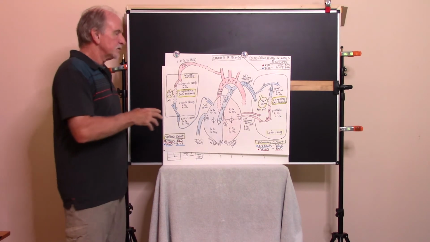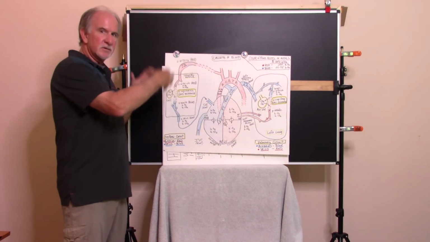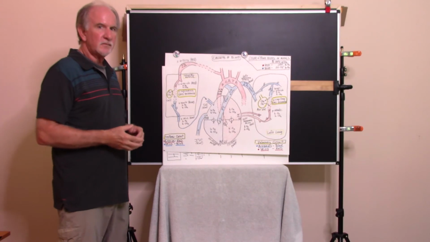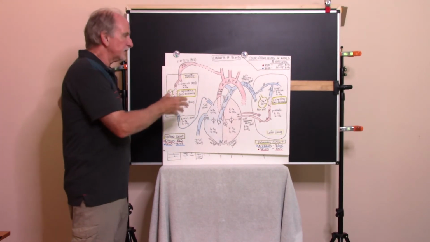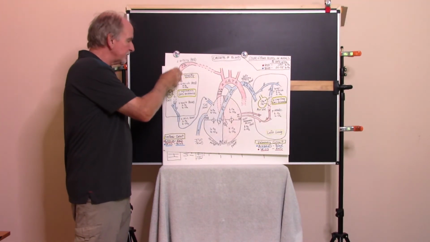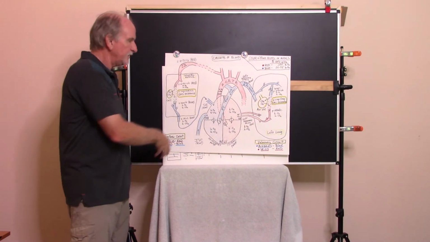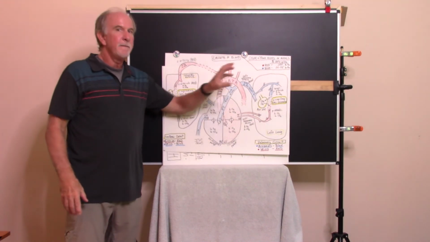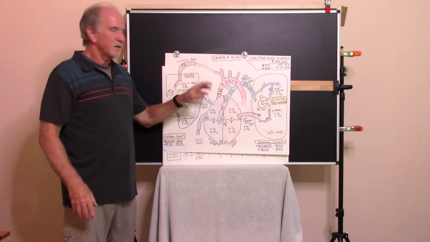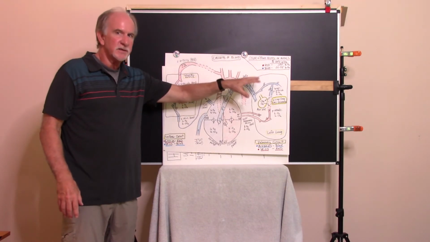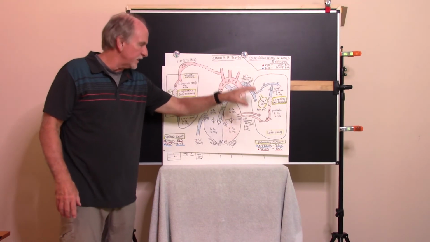So there are 2 completely separate circuits of blood. There's the systemic circuit that consists of arteries, arterioles, capillaries, venules, and veins. And then you've got a pulmonary circuit that consists of arteries, arterioles, capillaries, venules, and veins.